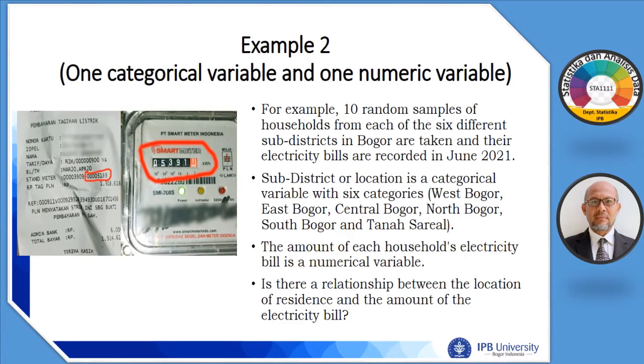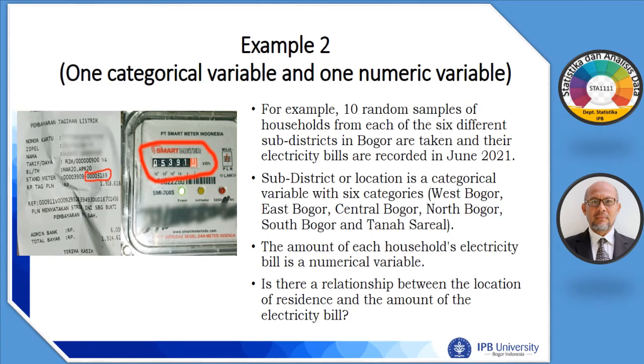Second example is one categorical variable and one numeric variable. For example, we have 10 random samples of households from each of the 6 different sub-districts in Bogor, and their electricity bills are recorded in June 2021. Sub-district here in Indonesia is kecamatan, and electricity bills meaning here is biaya untuk listrik, tagihan listrik, right? Okay, I hope you understand what I mean.